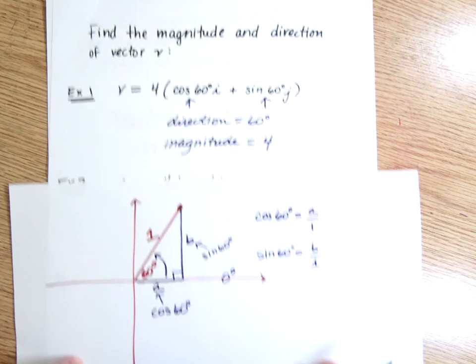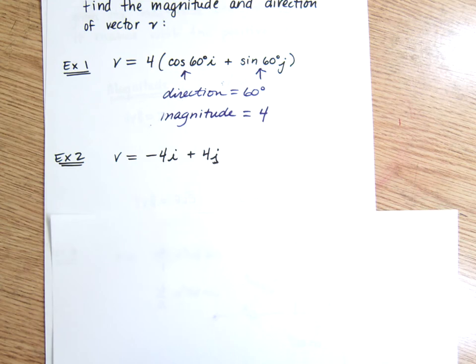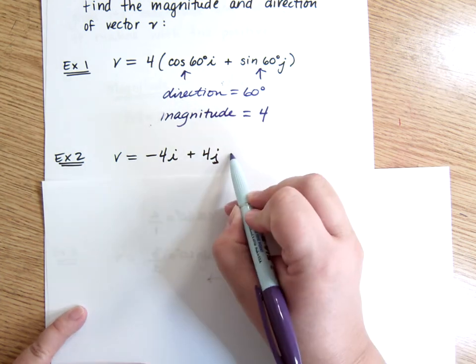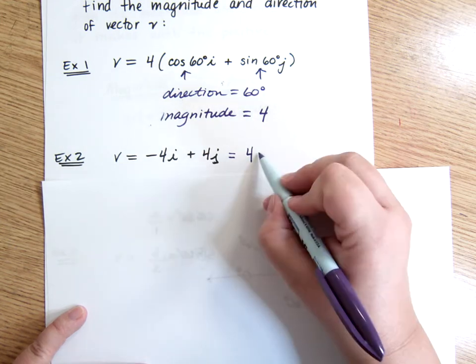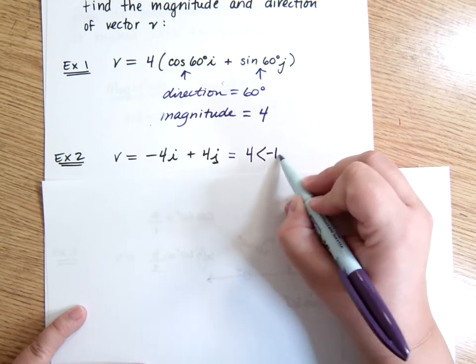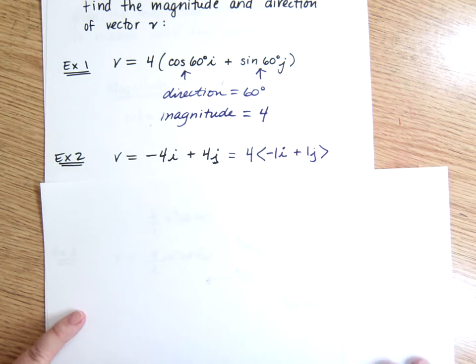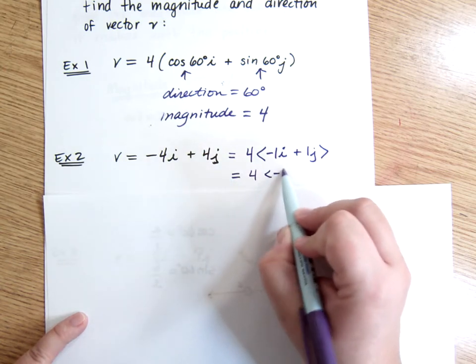Okay, let's look at another one. Couple of ways we could look at this one. We could put it in component form and find it that way, because this is pretty close to component form already. Or, let's see what happens if we factor out that 4. And this is negative 1i plus 1j. Or in component form, that would be just negative 1, 1.